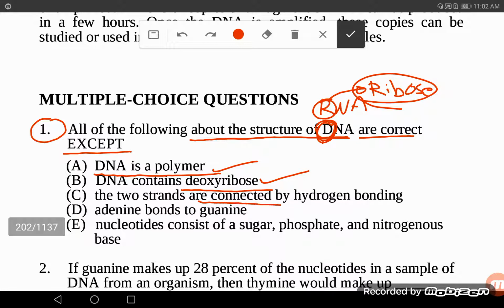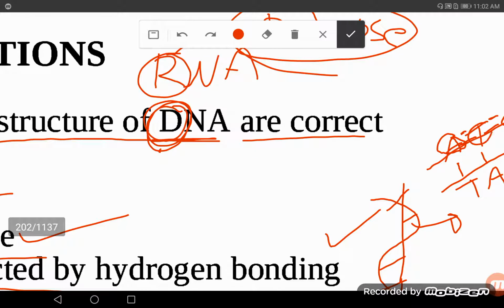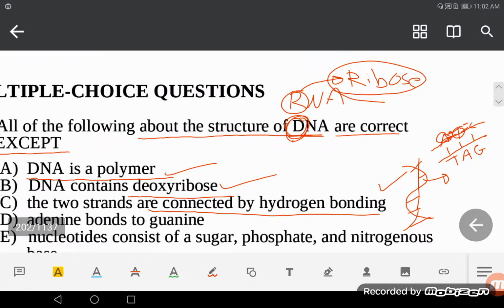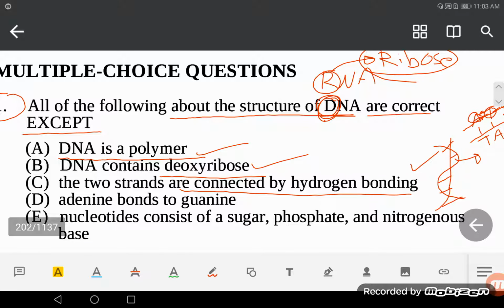The two strands are connected by hydrogen bond. As we know, we have two strands of DNA, and these strands are connected by hydrogen bond. While the nucleotides of the same strand, not with the other strand, for example this A with this thymine, are connected by phosphodiester bond. It's not hydrogen bond. So C is also true.